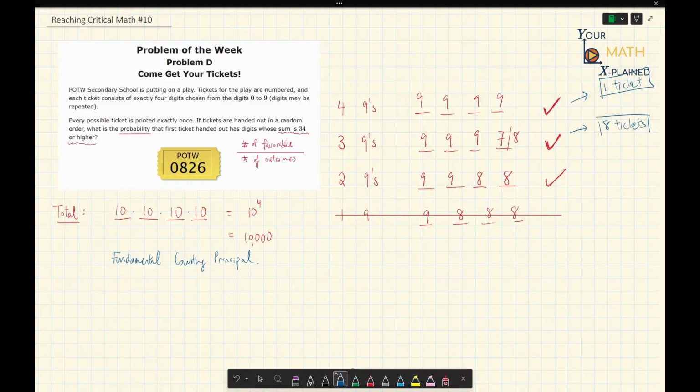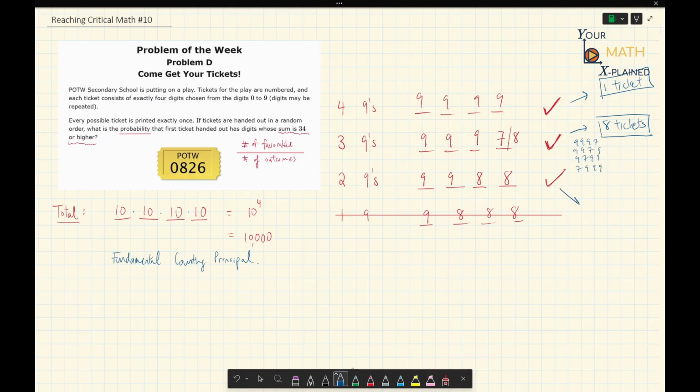And again, if we're not following that logic, we can just list those out. We would have 9997, 9979, 9799, and 7999. And simply replacing those 7s with 8s will give you the other 4.